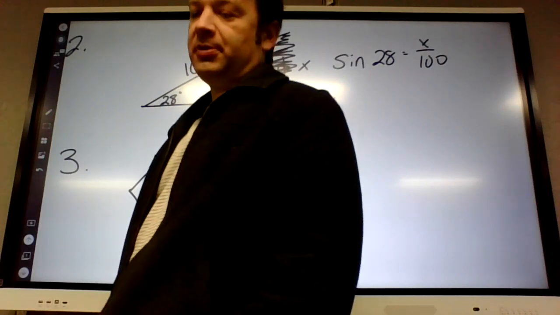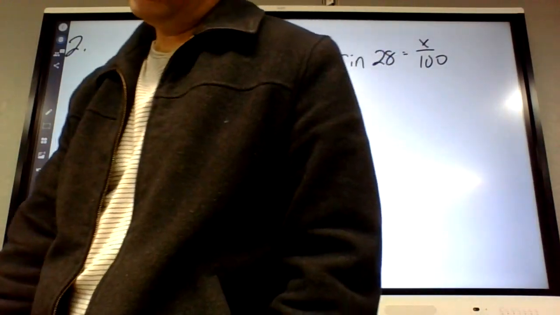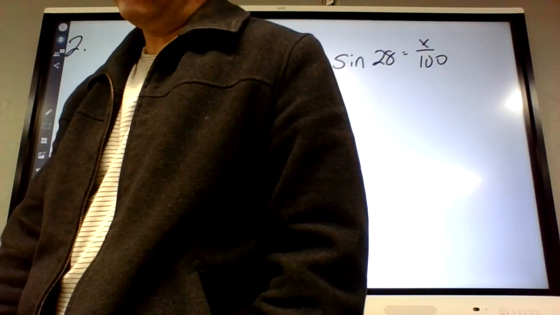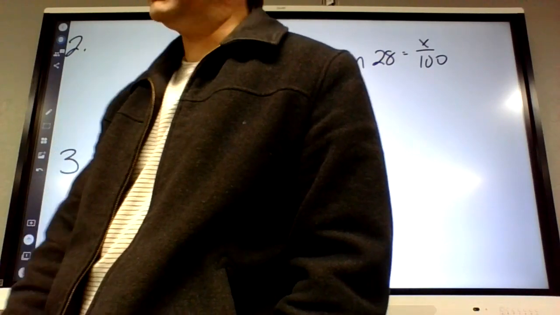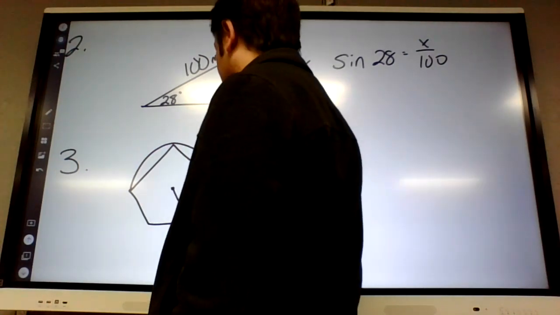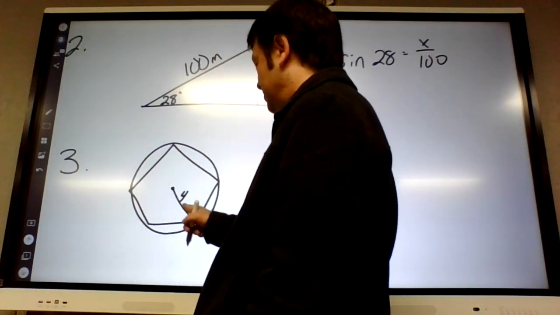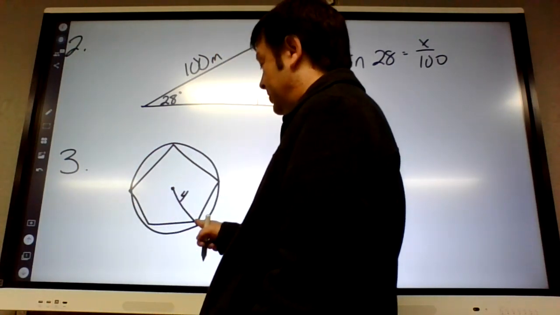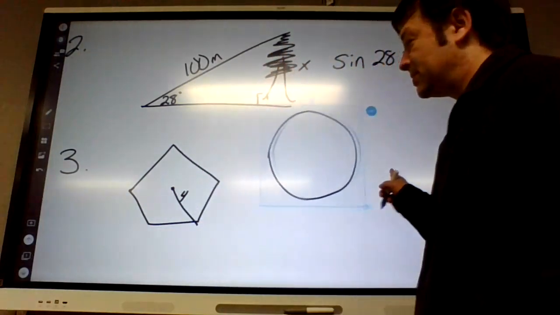Okay, number 3 says a regular pentagon is inscribed in a circle of radius 4. So inscribed in a circle, you don't really need a circle, but it just means the radius would go to the vertex like that. So that is a 4.